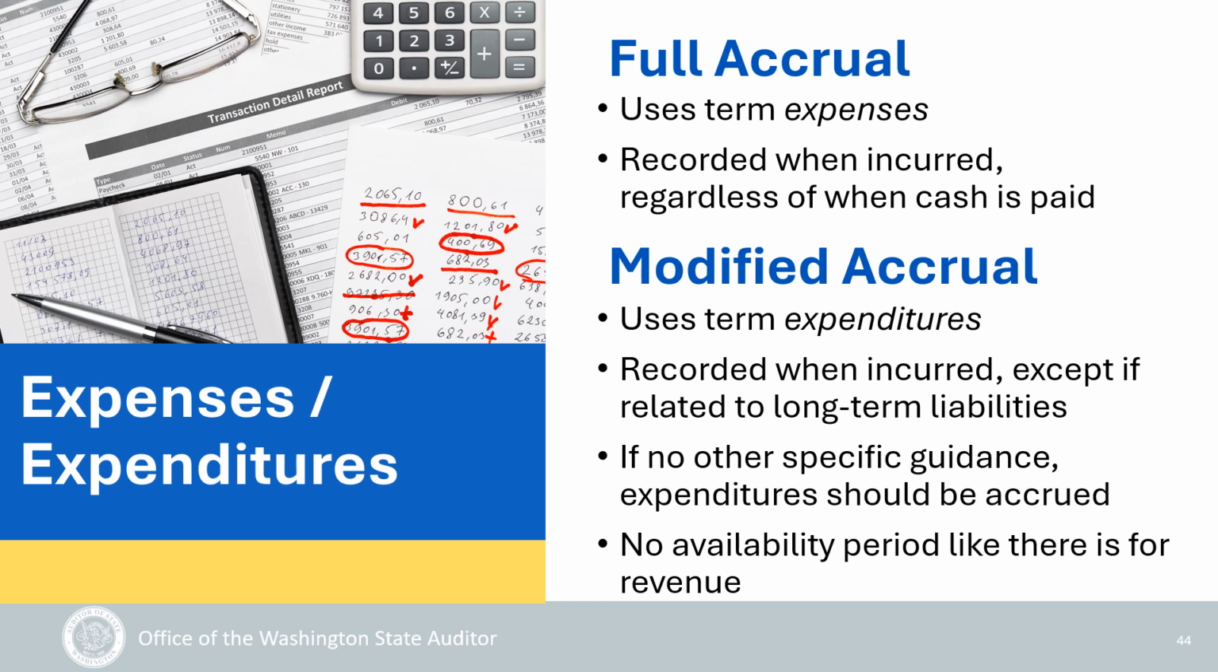If there's no specific GASB guidance for an expenditure, then generally it should be accrued. There's also no availability period for expenditures like there is for revenue. So for example, if the government receives a phone bill for services received in December, but they don't pay that bill until March of the next year, they still need to report that expenditure in December of that prior year because that's when it was incurred. The revenue availability period is irrelevant to expenditure accruals.